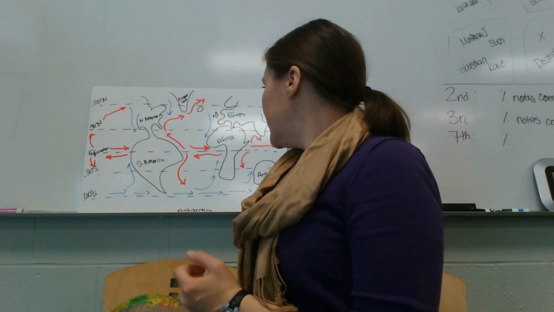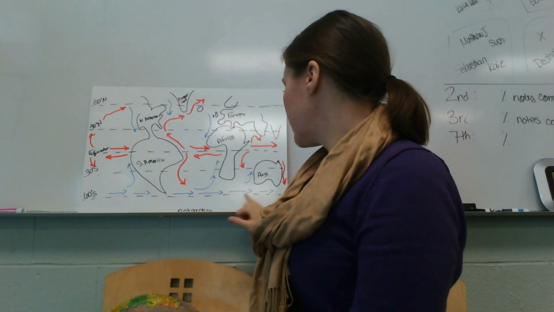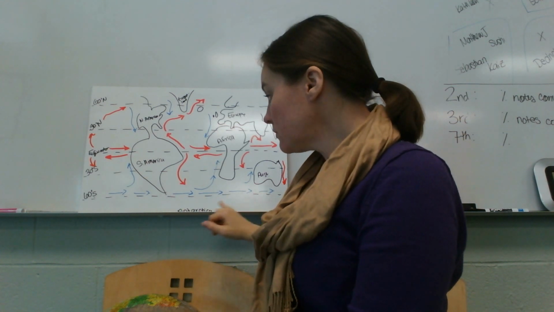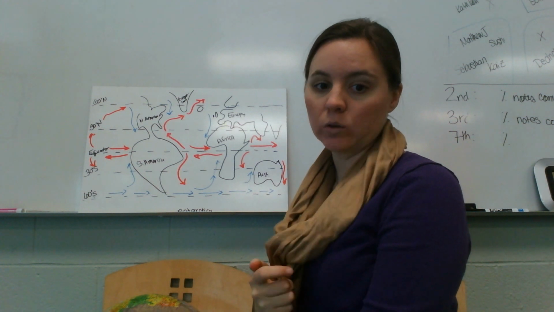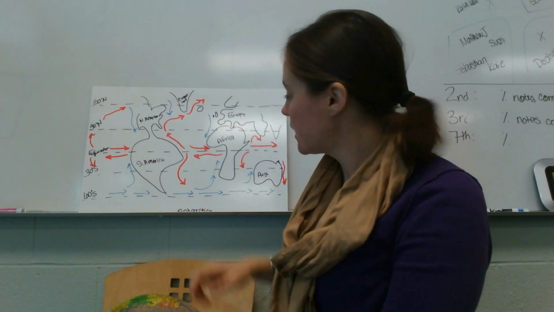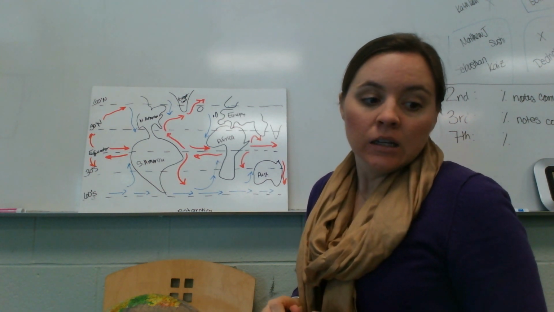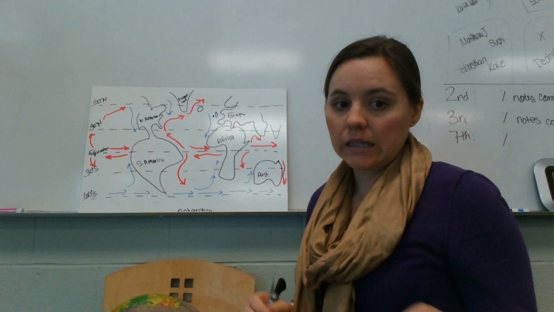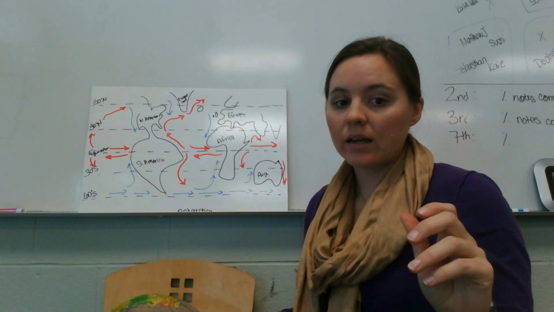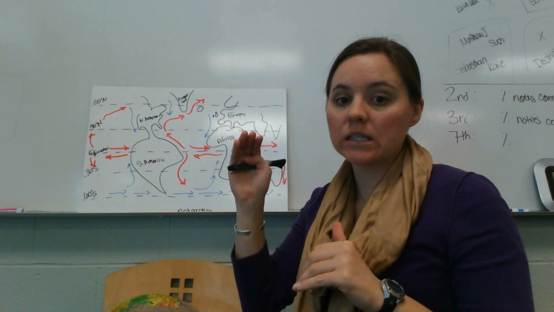And then once the water gets down into the poles, it obviously cools because there's not as much direct sunlight. There's already colder water there and icebergs and that sort of thing. So the water cools. And when it freezes, only the fresh water freezes. It leaves the salt behind. So that means that the salt water at the poles is getting more dense.